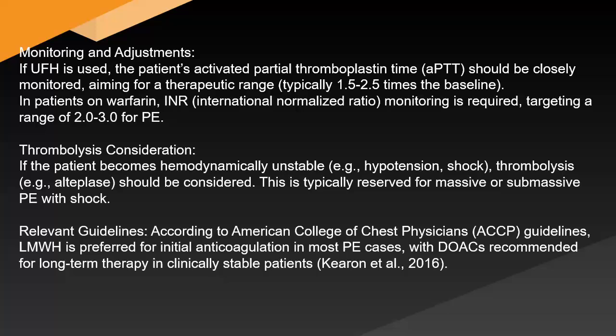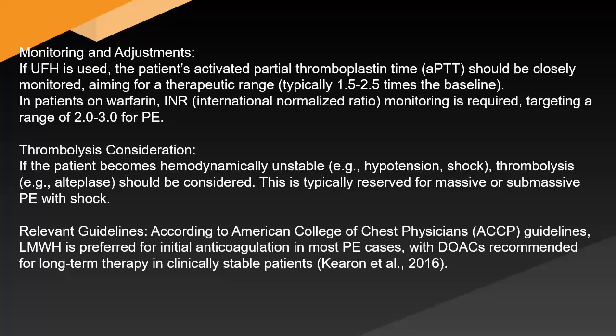Thrombolysis consideration. If the patient becomes hemodynamically unstable, e.g. hypotension, shock, thrombolysis, e.g. alteplase, should be considered. This is typically reserved for massive or submassive PE with shock. Relevant guidelines. According to the American College of Chest Physicians, CHEST, guidelines, LMWH is preferred for initial anticoagulation in most PE cases, with DOACs recommended for long-term therapy in clinically stable patients.